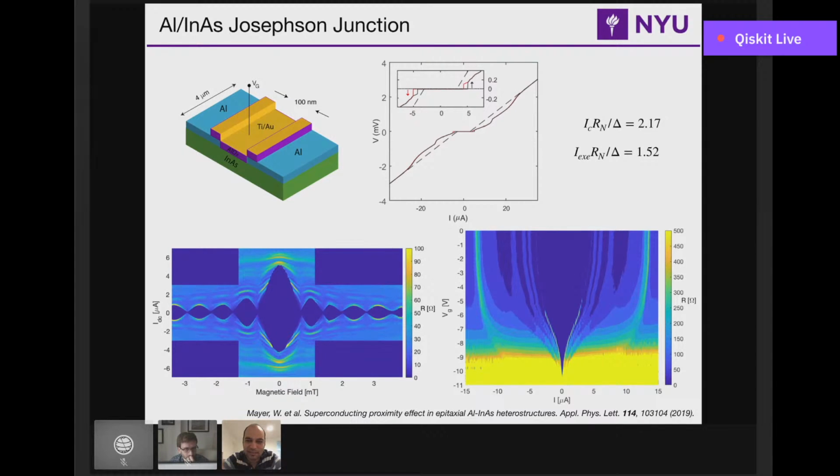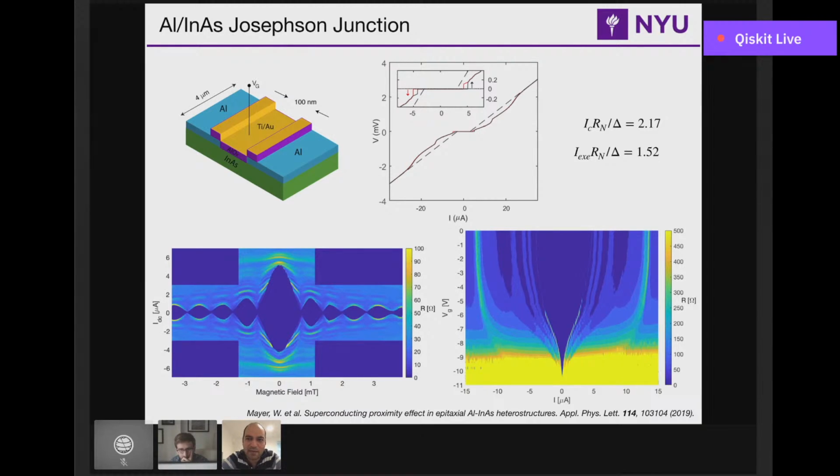Because the interfaces I showed you are epitaxial, we get a very good response from the Josephson junction. The VI curve is shown in the middle. If you look at the inset, you get a zero voltage state in this particular geometry, 5 microamps of supercurrent. And if you look at the ICRN values divided by the gap, we get about a factor of 2.